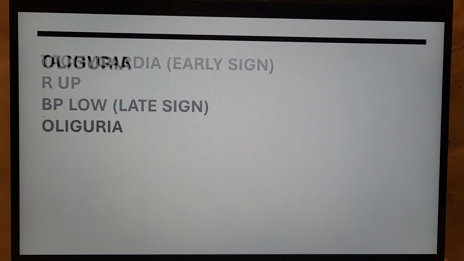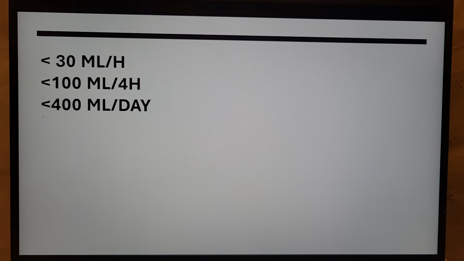What is oliguria? Less than 30 ml per hour of urine, right? No P, no K, be careful. Less than 100 ml in 4 hours, or less than 400 ml per day. So people in shock also will have oliguria. Be careful, no P, no K.